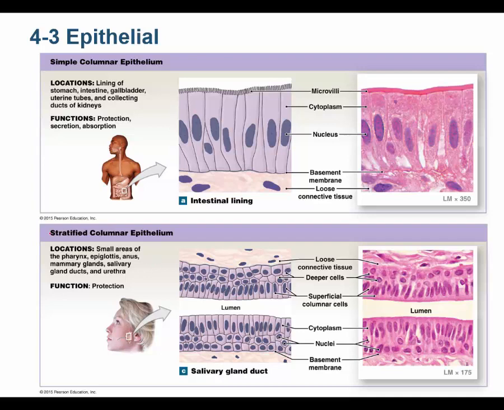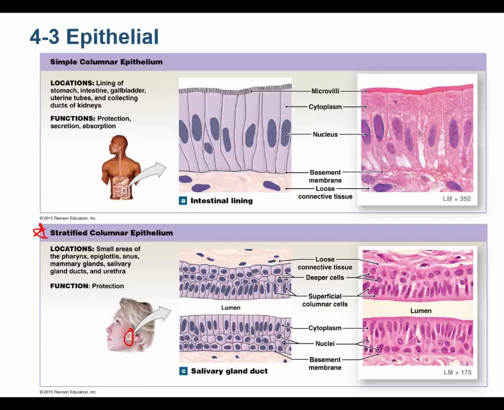Now stratified columnar is very rare. It's rare like stratified cuboidal is rare. But we do find it in a couple places. One place you find it is the parotid glands. It's a salivary gland. You can see the parotid gland right here, and that's what they're showing you, stratified columnar in the parotid gland.